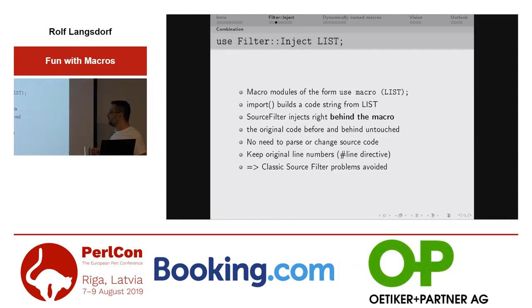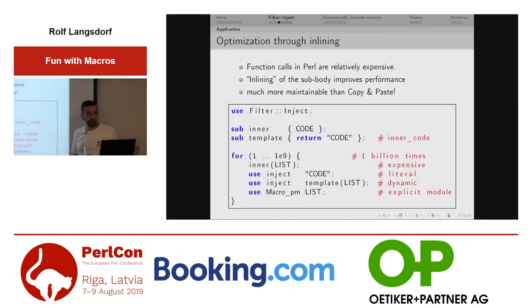And as a goodie, we keep the original line numbers of the following code, which is after the injected code, because Perl knows the line directive after a comment symbol which can set the line number. So the classic problem of source filters is avoided. And let's look at one application, inlining.